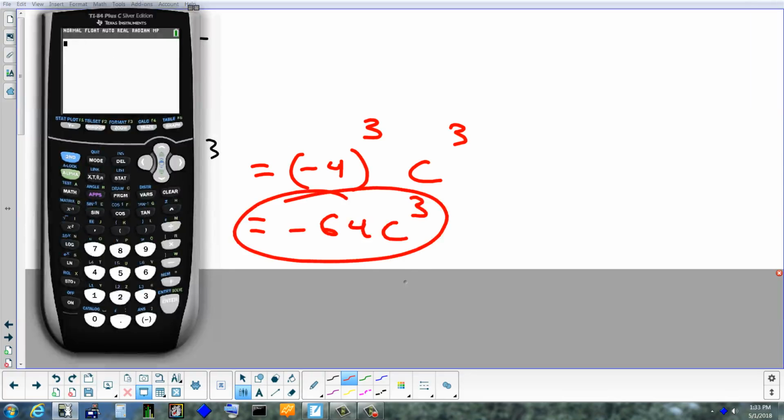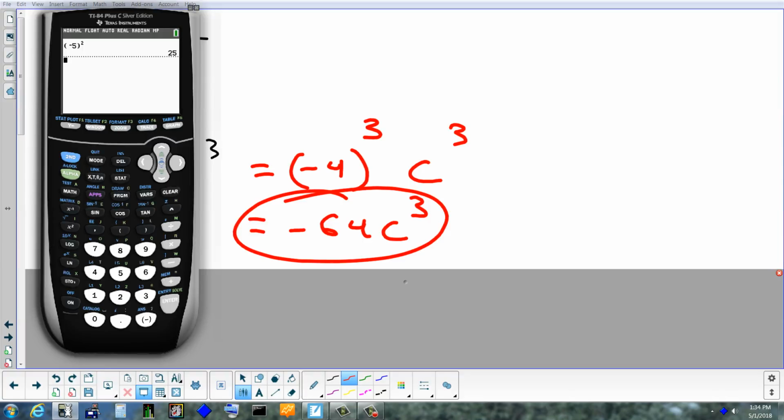Okay, let me show you what happens if you don't put parentheses. Let's do something squared, something we know. What's -5 to the second power? -5 times -5. It should be 25.